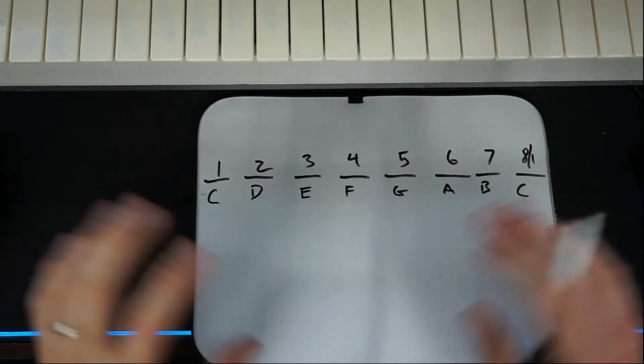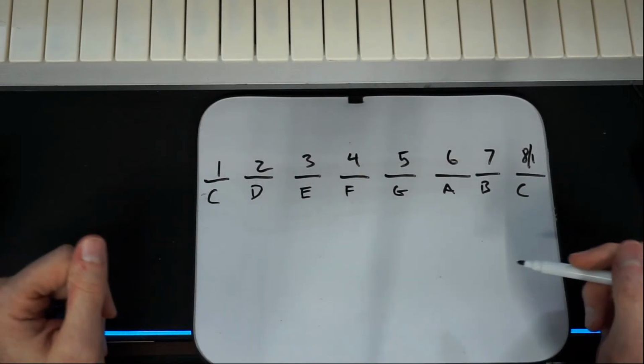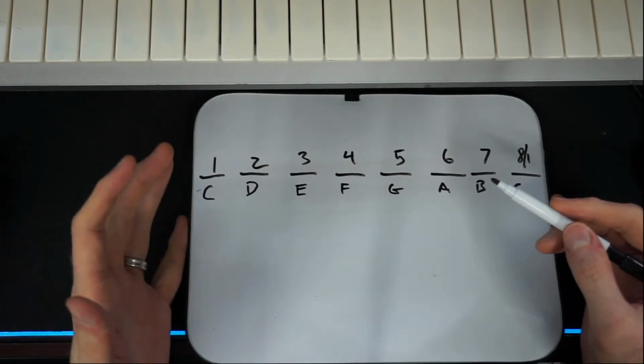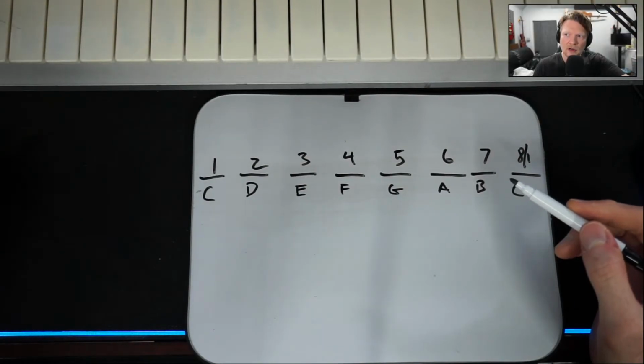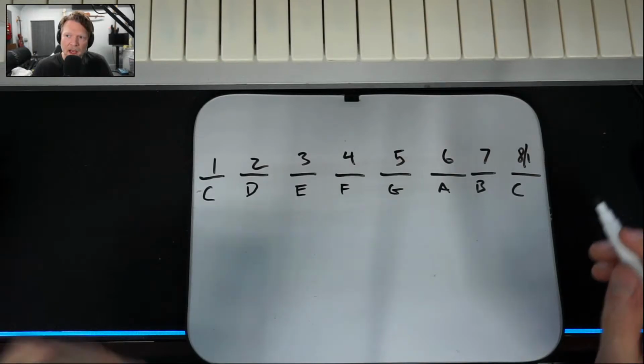Every major scale is going to have every letter name represented. I'll show why that's important as we go through some other keys, but just keep that in mind. Every letter name is represented. So what does this mean, and how is this helpful for music theory?